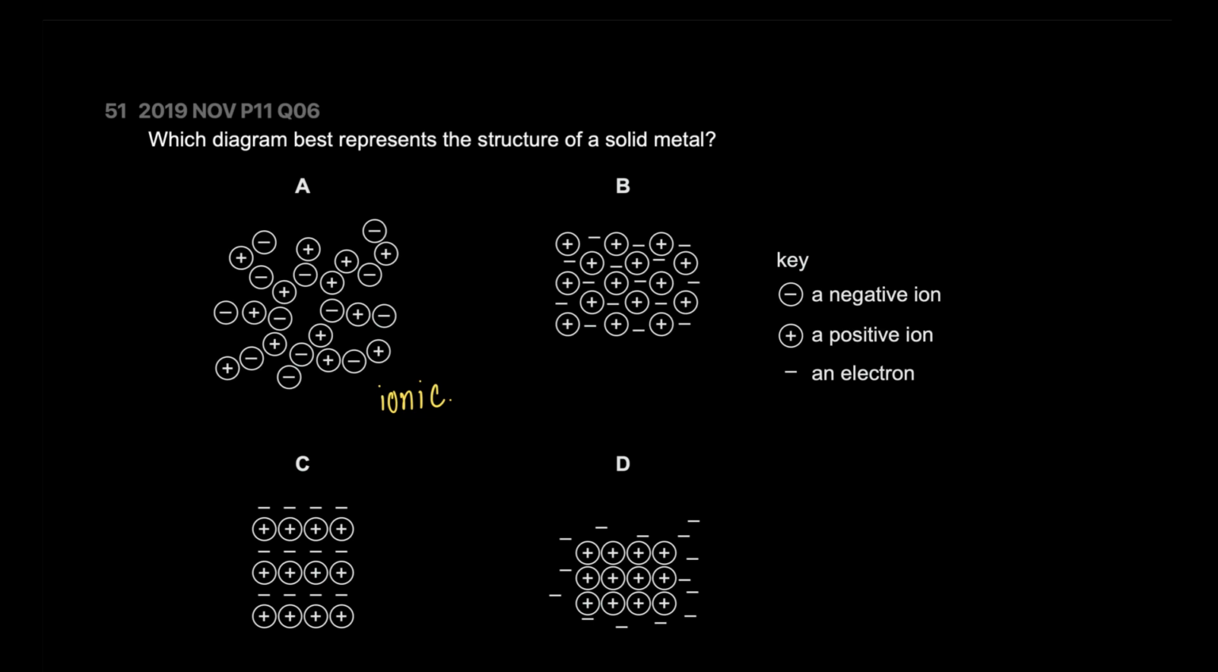The problem with B is, I think it's a molten metal because the ions aren't arranged neatly. What's wrong with C? C is perfect. D is just weird. The diagram shows electrons are all around it. So D is out, so the best answer is C.